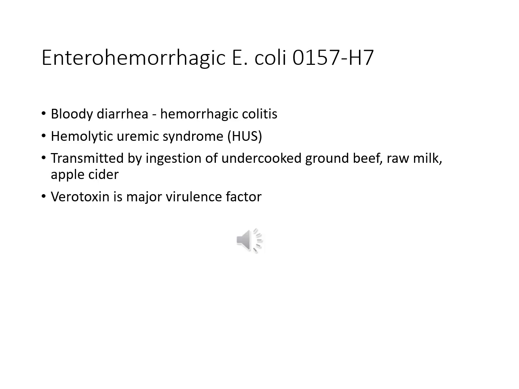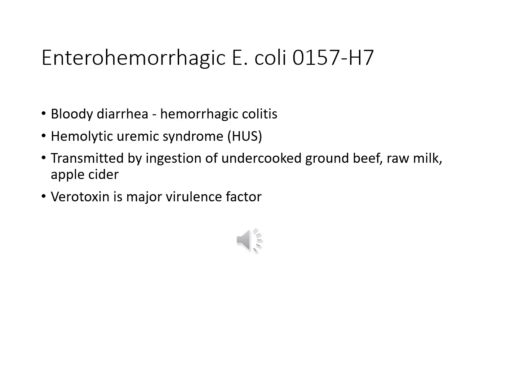We now have enterohemorrhagic E. coli O157:H7. Several years ago, this was responsible for some deaths from undercooked hamburger that was contaminated with E. coli O157. The individuals had bloody diarrhea or hemorrhagic colitis, and this can progress to hemolytic uremic syndrome or HUS. It's transmitted by ingestion of undercooked ground beef, can also be from raw milk and apple cider.